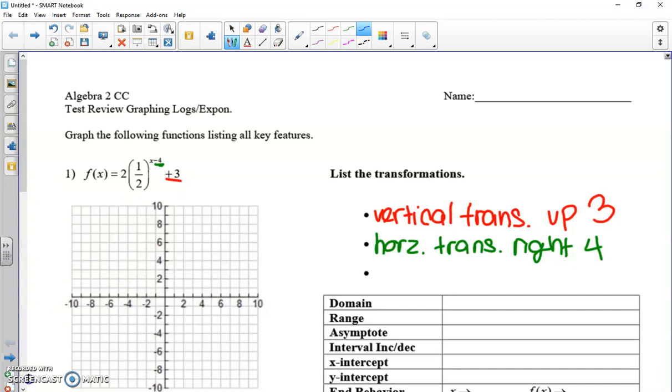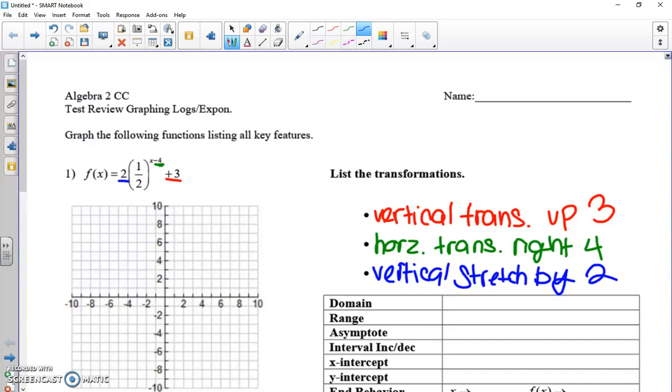And then last, some people get confused because they think that 1/2 is a shrink, but y'all, the base this time is just a 1/2. That's not a transformation. A transformation is when something's in the front. And since that 2 is in the front, being multiplied in the front, that's a vertical stretch by 2. So don't get confused. That 1/2 is the base.